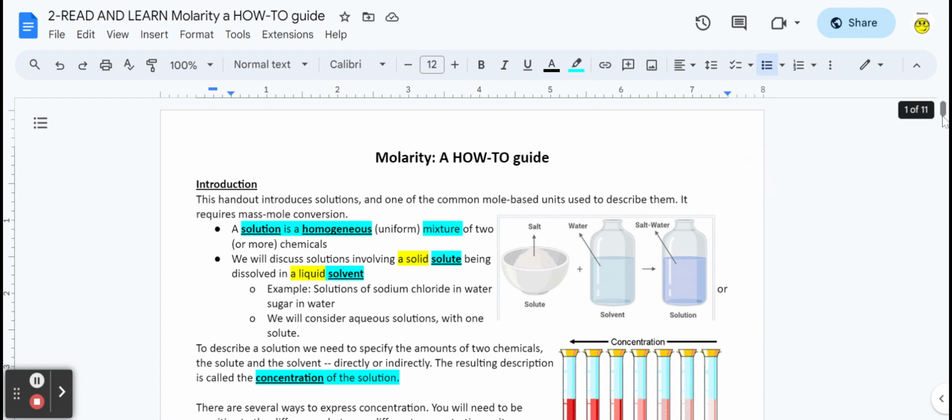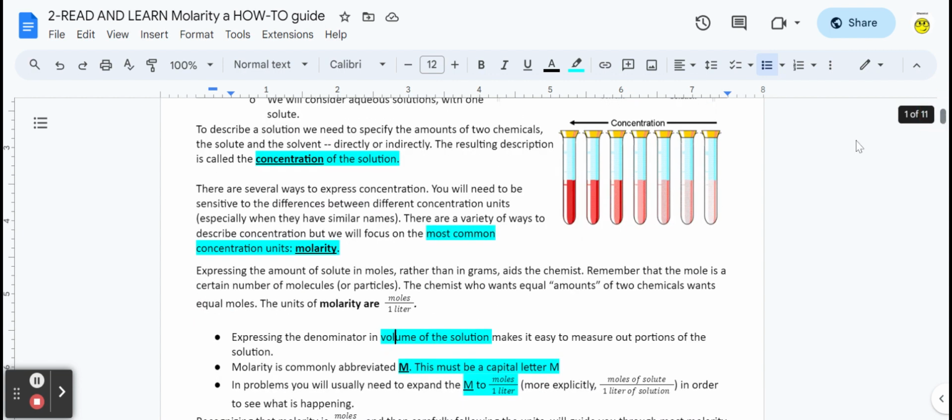A couple things to consider when we're looking at a solution, which we call an aqueous solution, so something dissolved in water. There are several ways to express concentration, and the most common way is to use molarity, which is what we're going to be doing. If we look at the picture to the right, you can see how we have a darker red on the left, and then it gets lighter and lighter as we go off to the right.